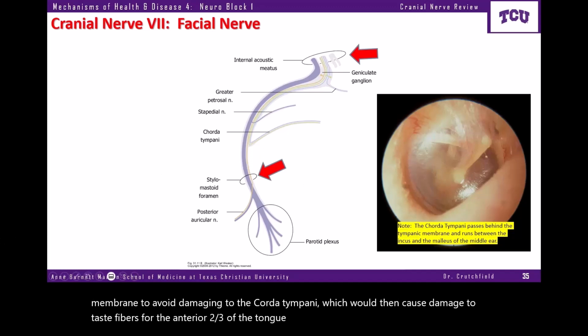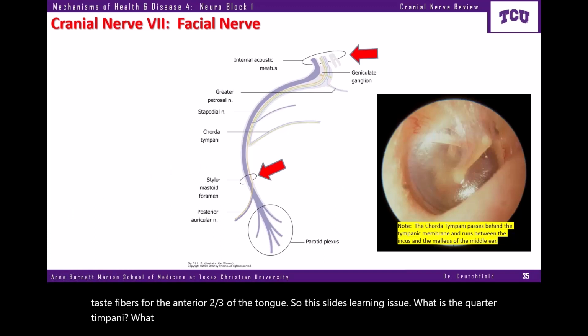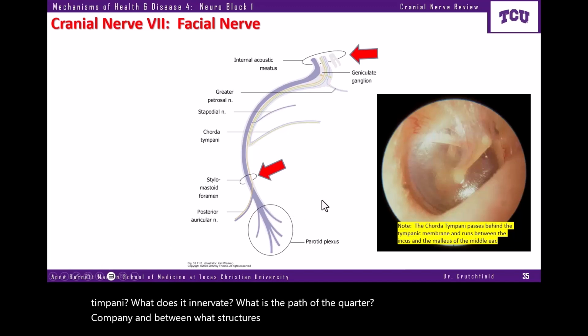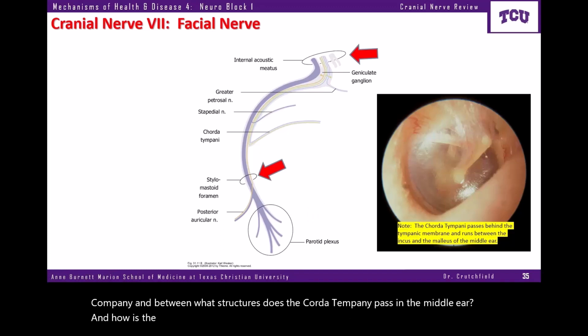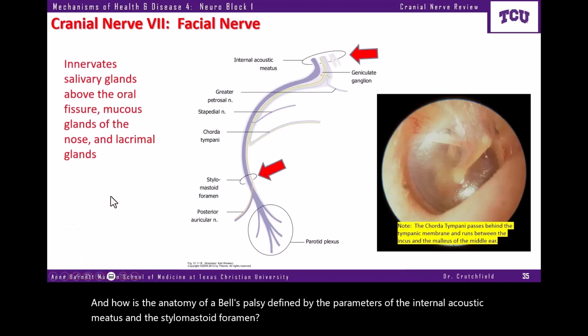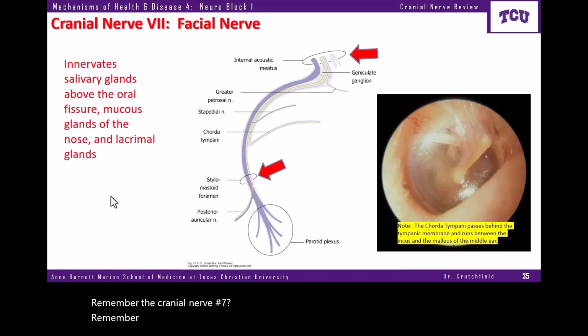So this slide's learning issue. What is the chorda tympani? What does it innervate? What is the path of the chorda tympani? And between what structures does the chorda tympani pass in the middle ear? And how is the anatomy of a Bell's palsy defined by the parameters of the internal acoustic meatus and the stylomastoid foramen? Remember, cranial nerve number 7 innervates the salivary glands above the oral fissure, mucus glands of the nose, and lacrimal glands.